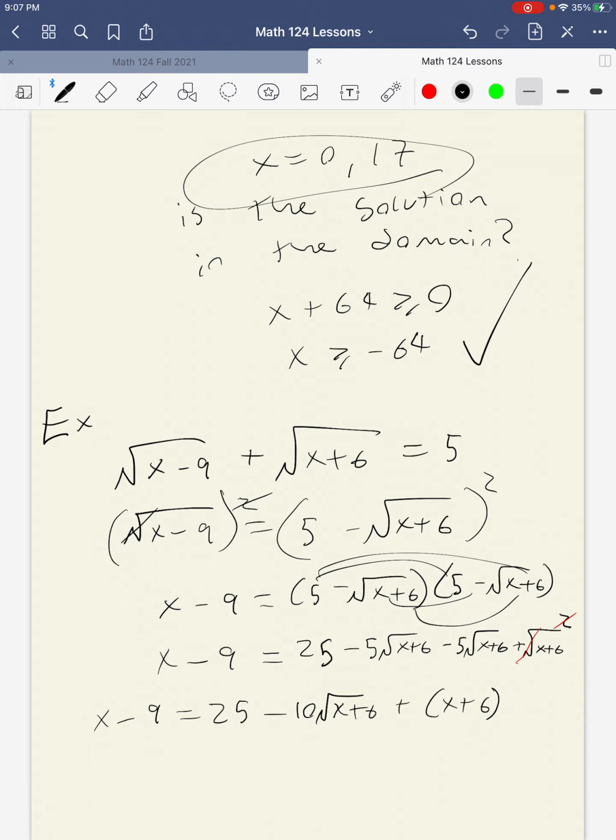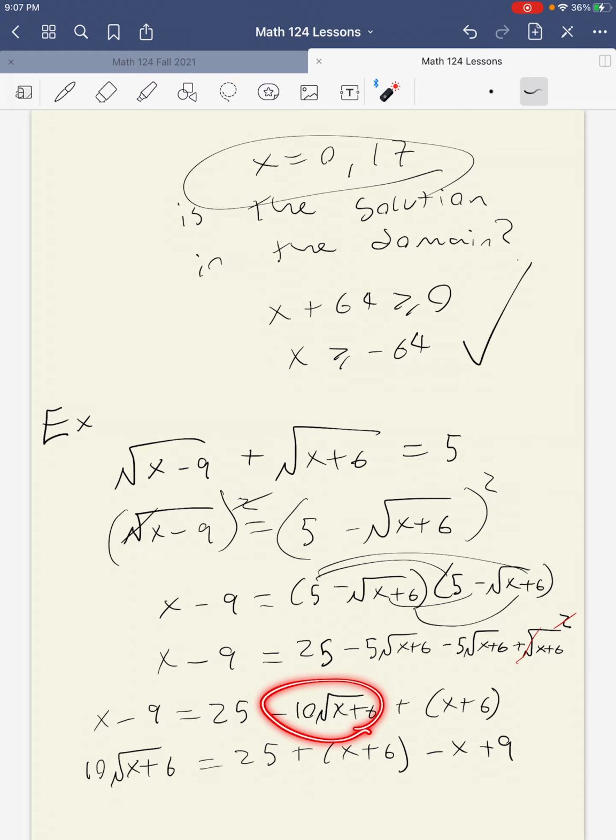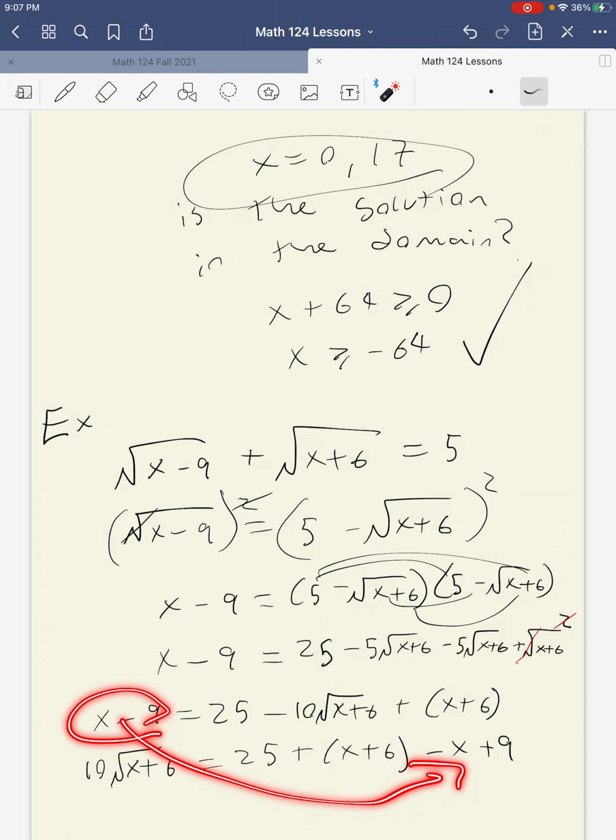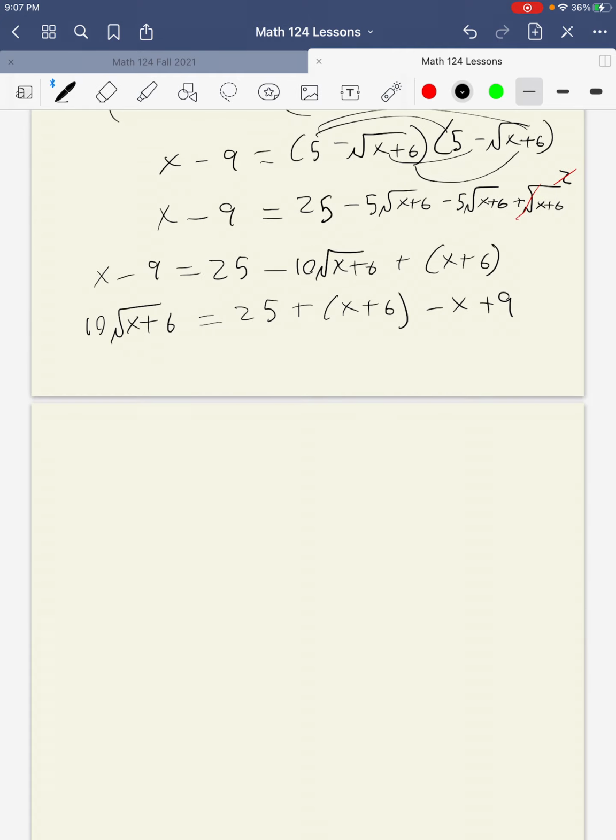So let's get the square root by itself and everything else on the other side of the equal sign. Okay, so I'll put the 10 square root x plus 6 on the left-hand side now. Now we'll have 25 plus x plus 6, and then I'll minus the x and add the 9 to the right-hand side. Right, so all I did in this step was I took this, put it on the right-hand side, took this, put it on the left-hand side. Okay, now let's just clean it up.